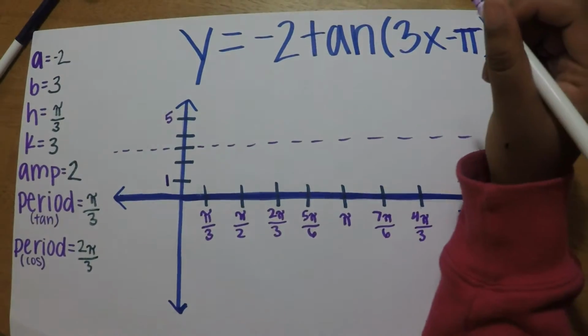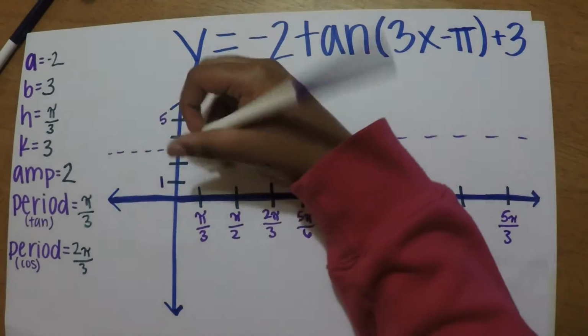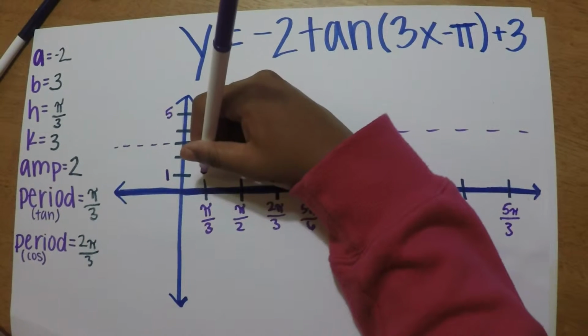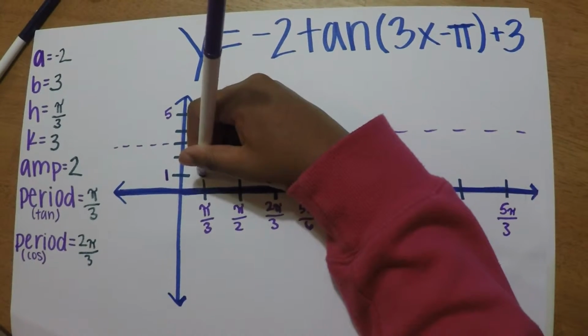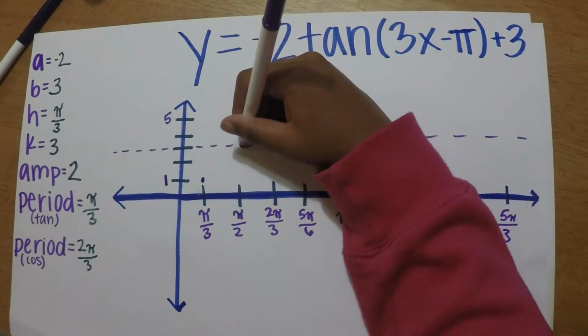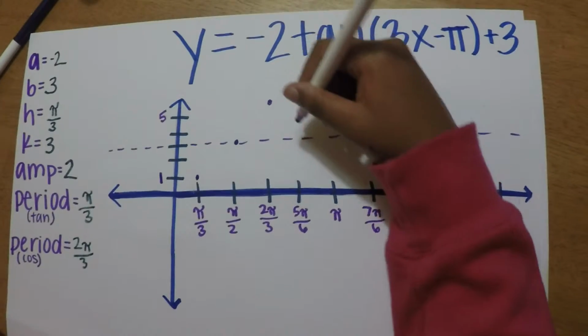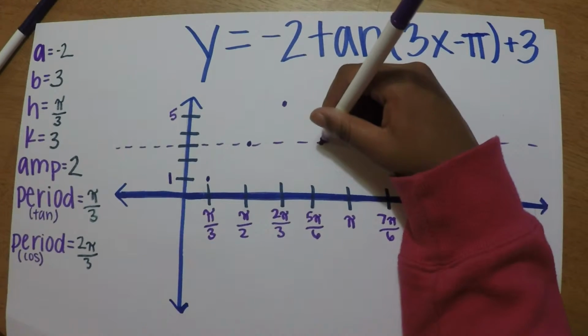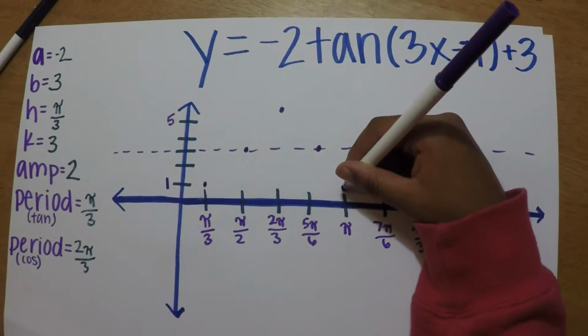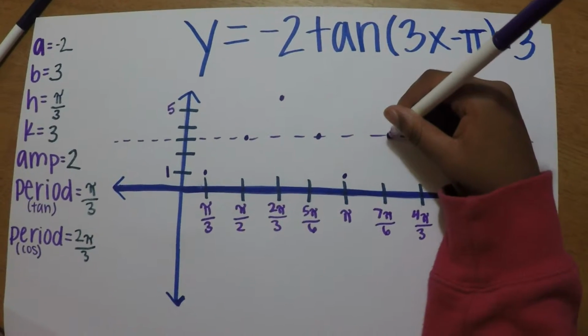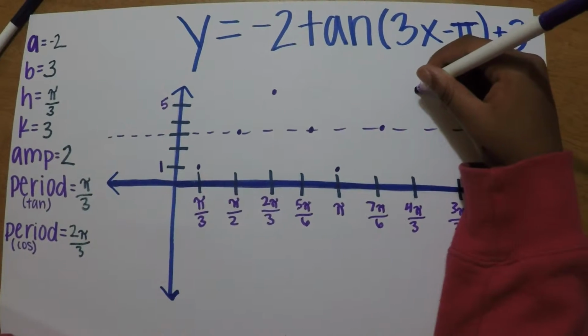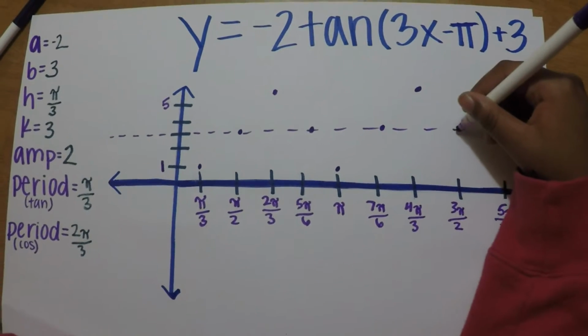Now we have to graph cosine. We will start at the minimum. Then you go to the sinusoidal axis, then you go to the maximum, back to the sinusoidal axis, to the minimum, and you just continue that pattern.